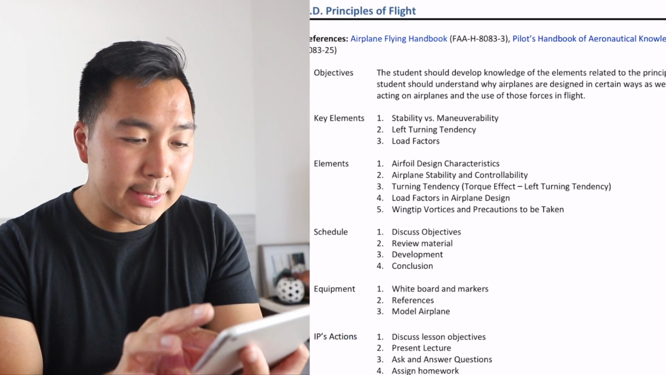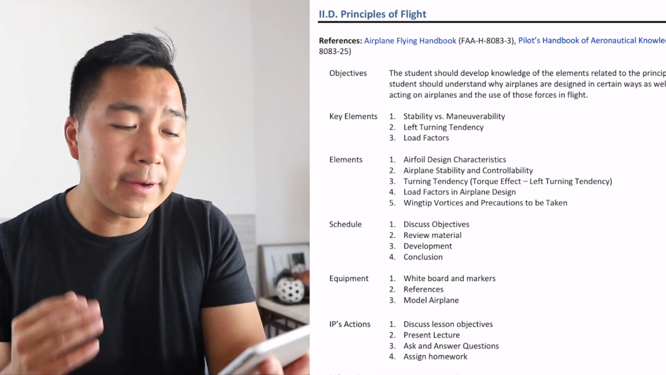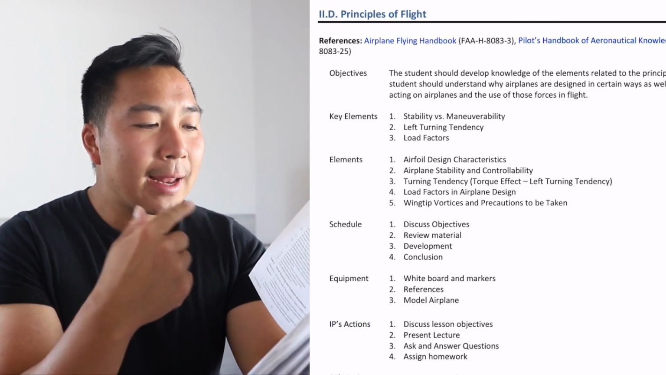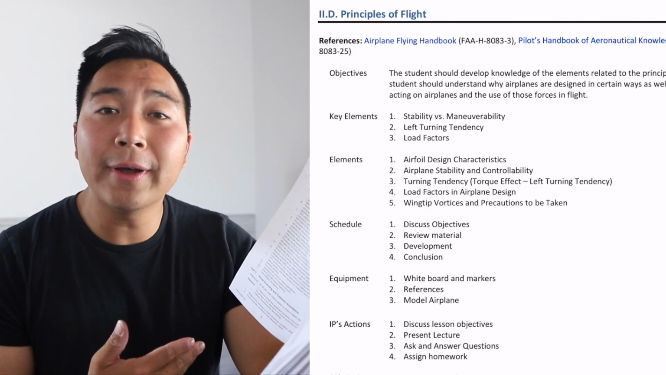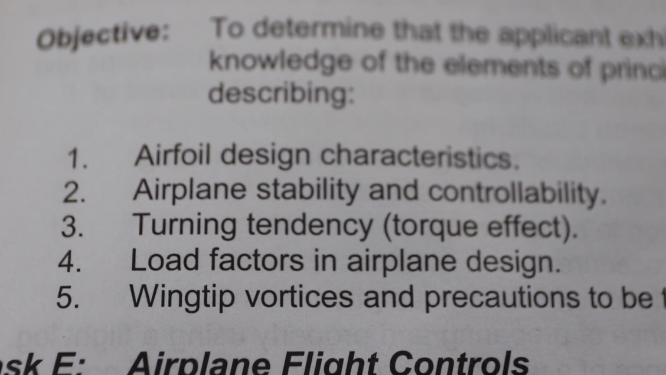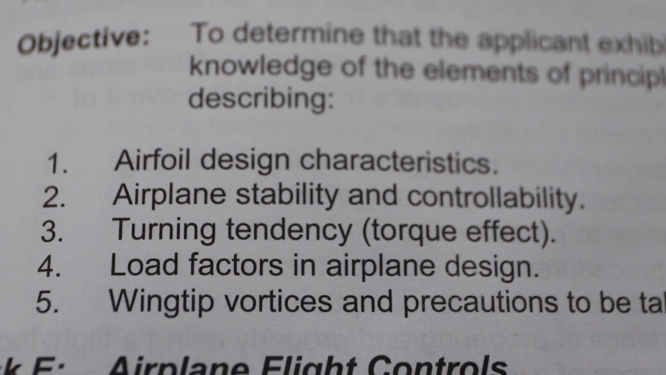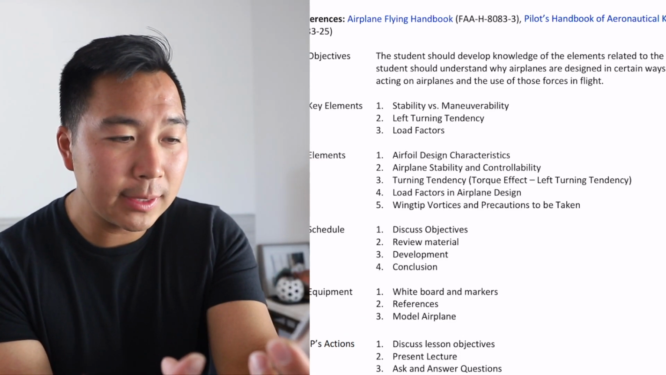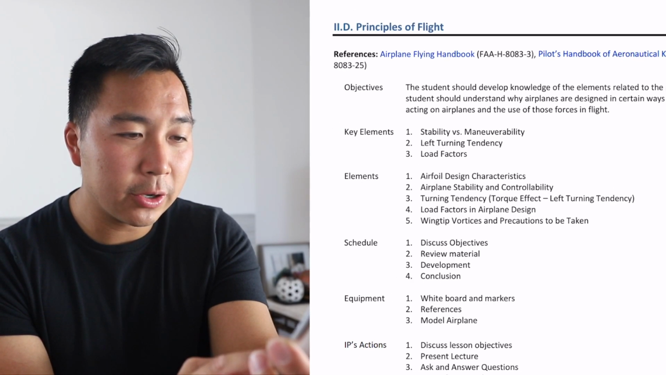All right, so in the beginning of it, you can see it talks about the objective, very important, and goes into detail on everything that you need to teach the student and what they need to understand at the end of the lesson, all right? The PTS in the beginning also has an objective, and under that it talks about the different bullet points you need to cover, such as airfoil design, airplane stability, controllability, turning tendencies, all right? And you can see Backseat Pilot also talks about airfoil design, stability, controllability, turning tendencies.